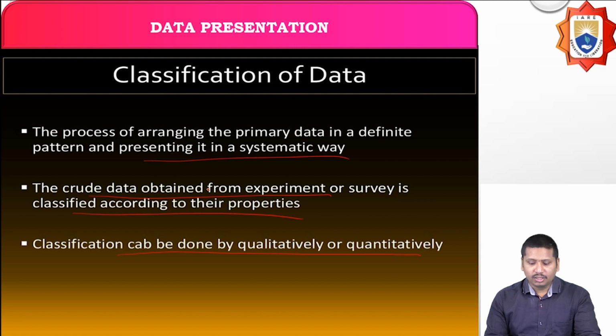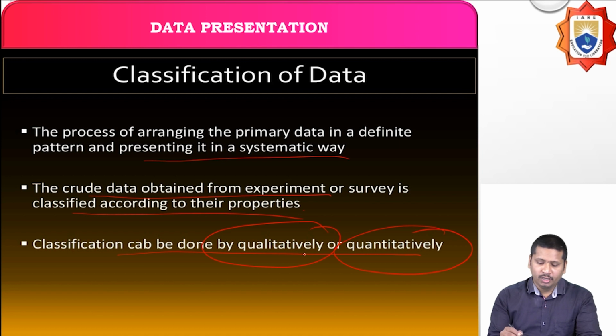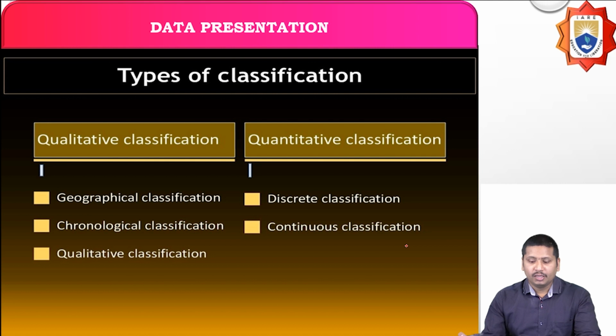The crude data obtained from experiments or surveys is classified according to their properties, and the classification is done either qualitatively or quantitatively. So these are the classification techniques. Once the data is going to be classified, it may concentrate on the qualitative or the quantitative. So there are different types of classification, qualitative and quantitative, just like I said.